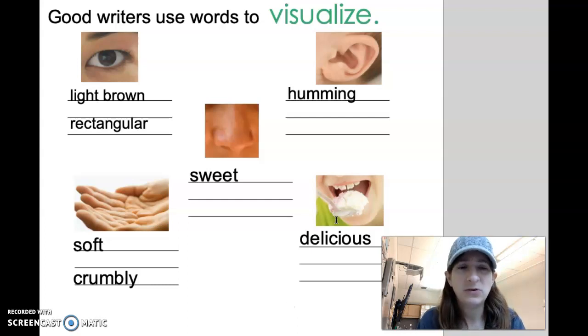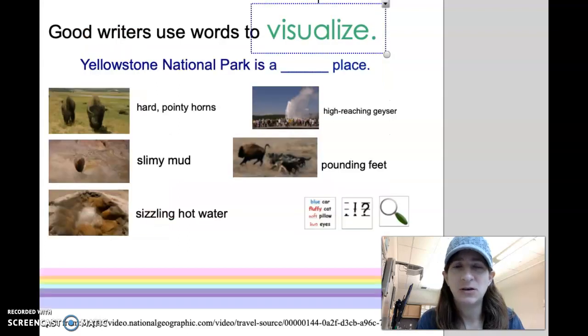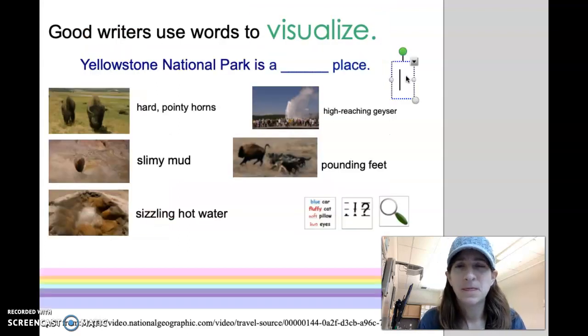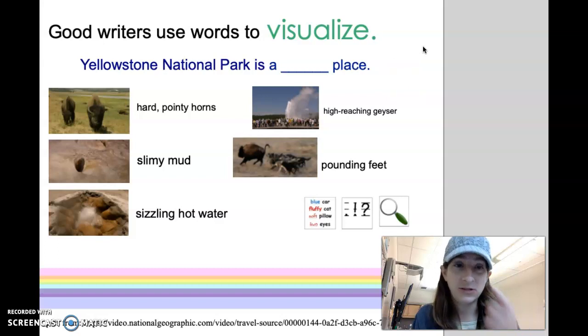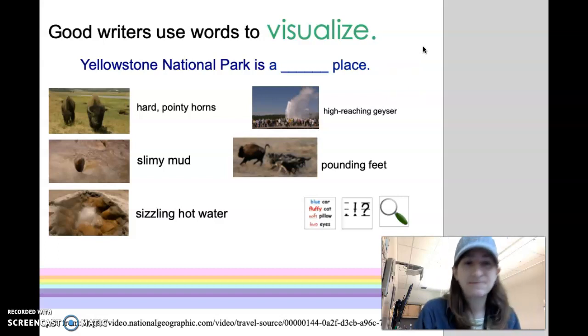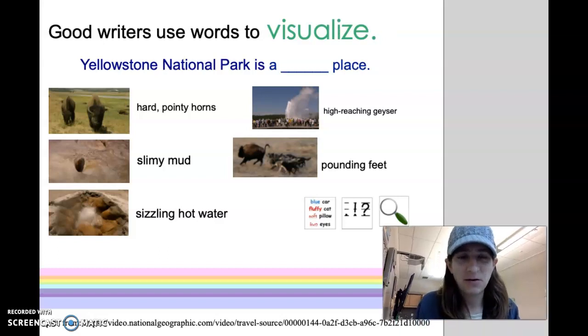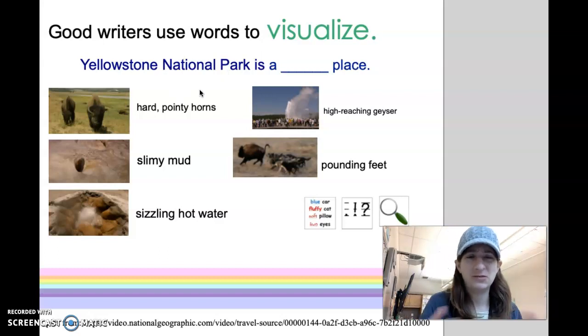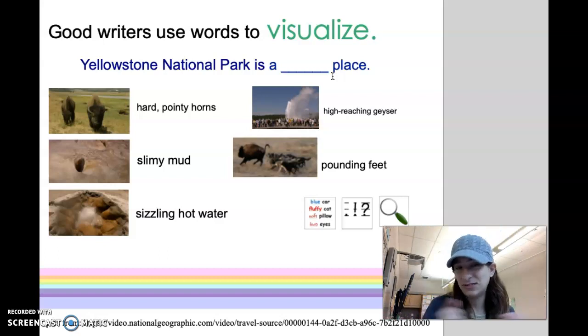Now I'm going to describe something different. If I go to my next page here, good writers use words to visualize, right? Using all our senses. This time I'm going to be describing a national park, and I'm going to talk about Yellowstone National Park. Es un parque nacional en los Estados Unidos. So I could say it's a good place, but that's, again, a boring word. Maybe it's an interesting place. Maybe it's an unusual place.